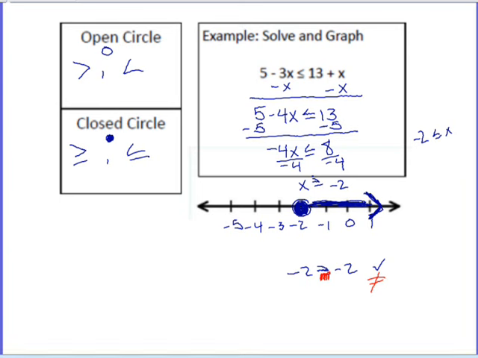And that is all there is to solving inequalities. So we're going to solve just like we did equations, except for the big but. If we multiply or divide by a negative, we have to flip the inequality. And then we're going to graph it on the number line. So we're going to graph the solution on the number line as well.